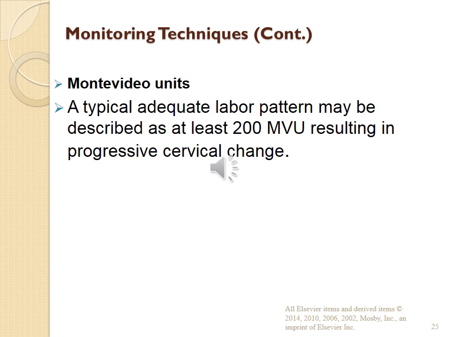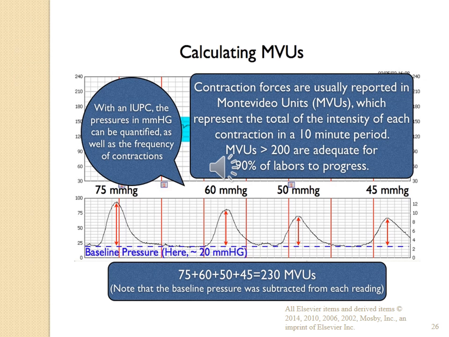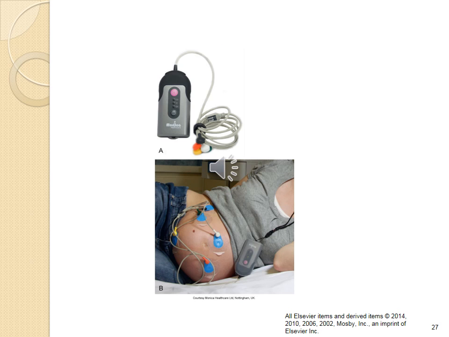A typical adequate labor pattern may be described as at least 200 Montevideo units, resulting in progressive cervical changes. A Montevideo unit is derived from subtracting the resting tone from the peak intensity of each contraction in a 10-minute period and adding those values together. This picture depicts calculating Montevideo units. This is a picture depicting units to help monitor fetal heart rates.